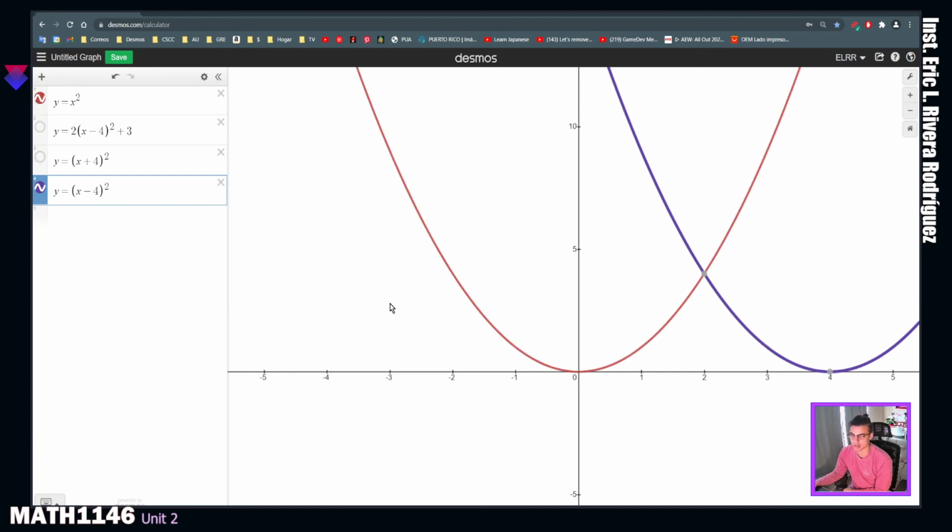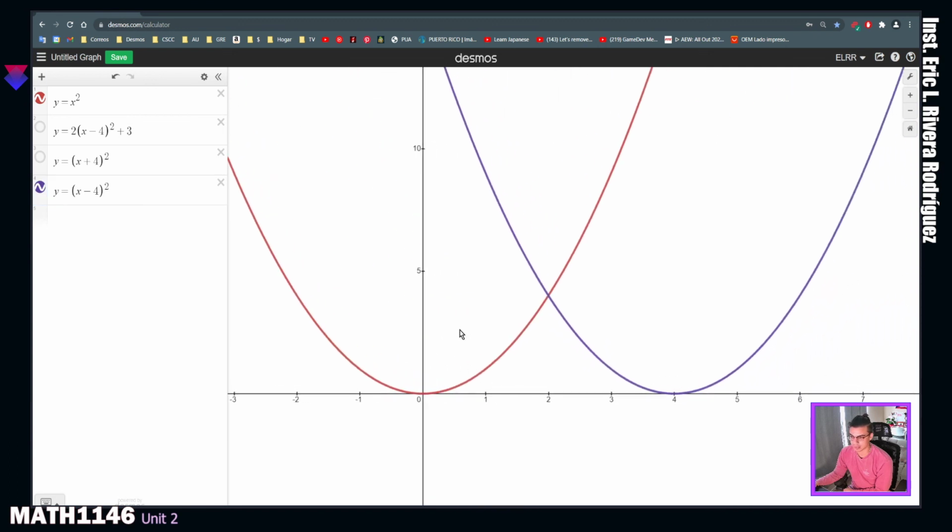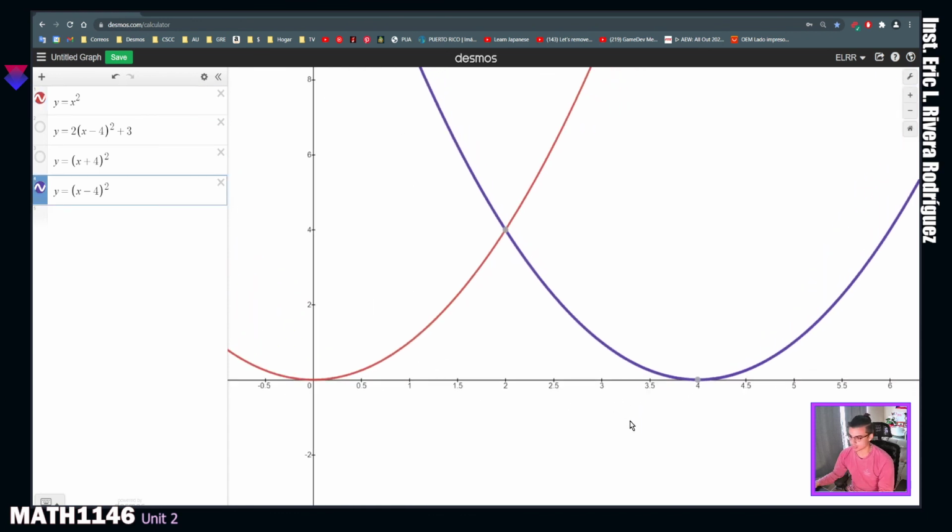If we compare these two, the red one is the parent function, and the purple one is the one that has a minus 4 in the input group. See that the purple one goes to the right, not to the left, when we have a minus 4. Now, what is the difference? I'm going to focus here. For these two points, we have 0, 0 for the red one, and 4, 0 for the purple one. Let me take a screenshot of that so we can talk about this.